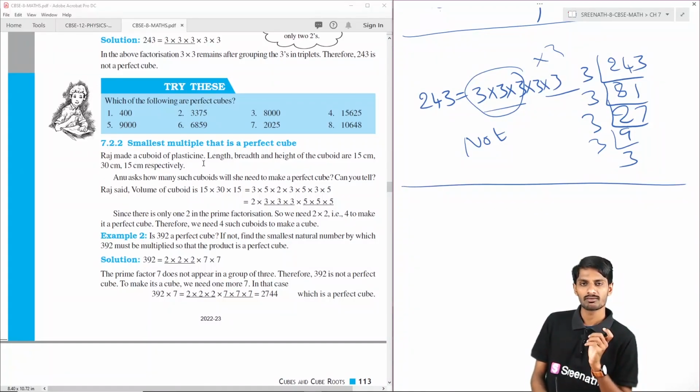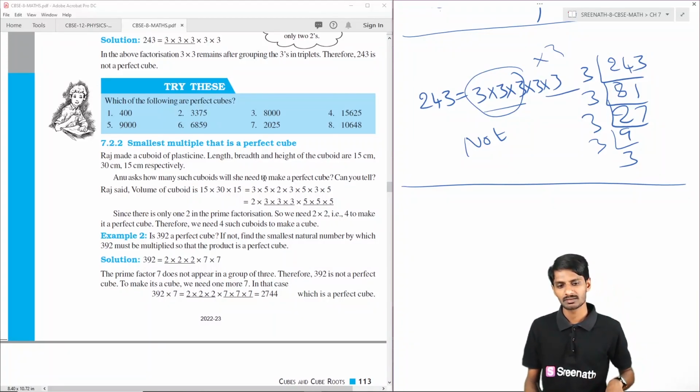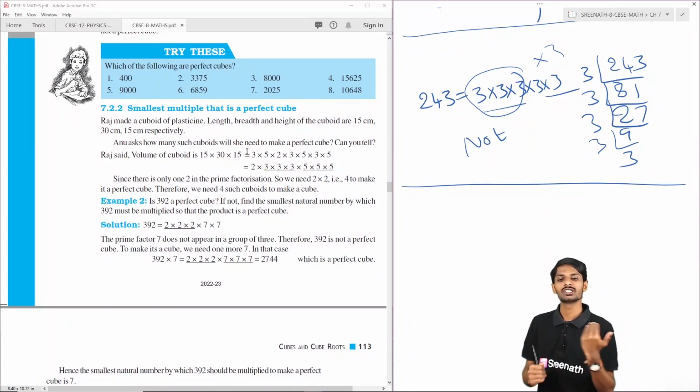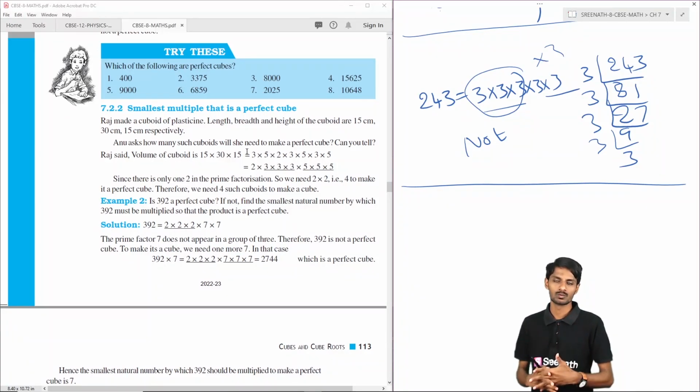Raj made a cuboid of plasticine. The length, breadth and height of the cuboid are 15 centimeters, 30 centimeters and 50 centimeters respectively. So this was made by Raj, and Anu asks how many such cuboids she will need to make a perfect cube.